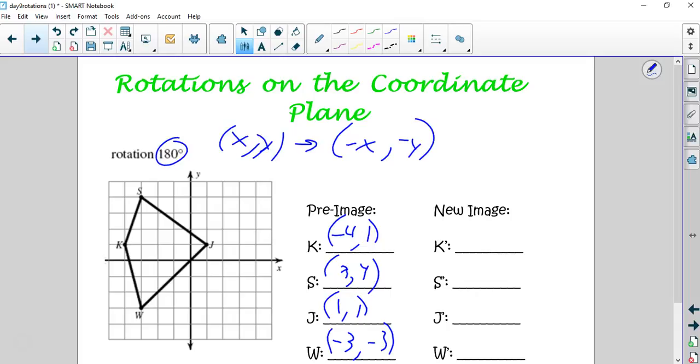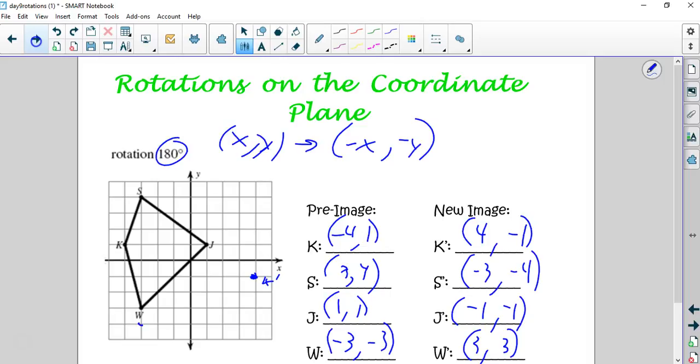Okay? So, negative 4 becomes positive. Positive 1 becomes negative. 3 becomes negative. 4 becomes negative. 1 becomes negative. 1 becomes negative. And these both become positive. So the new K prime is at 4, negative 1. S prime at negative 3, negative 4. J prime at negative 1, negative 1. And W at 3, 3. W prime, I'm sorry.